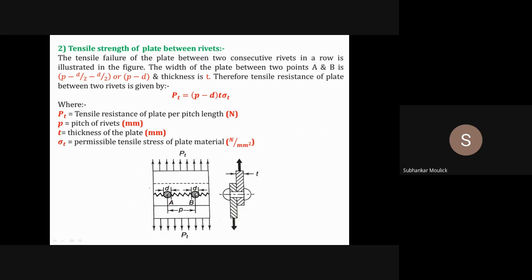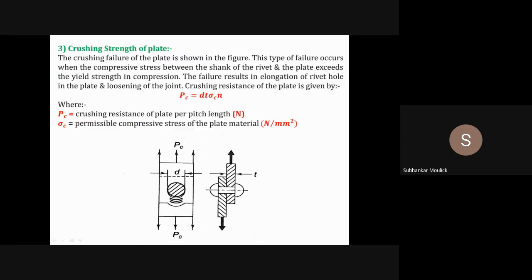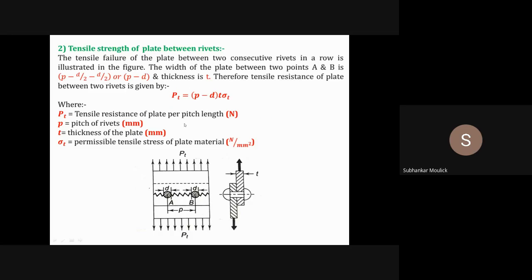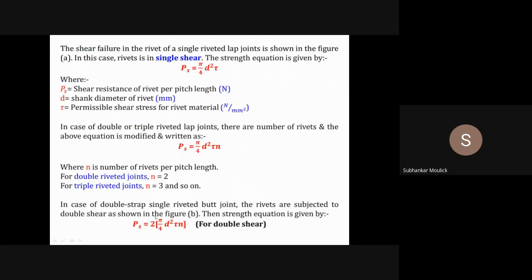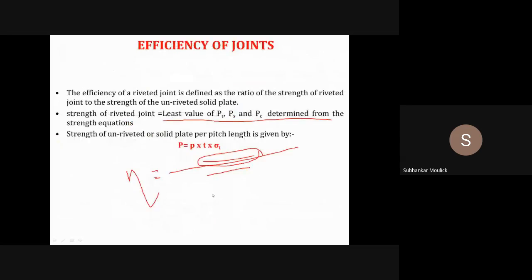Then you need to find out the tensile strength, the tensile resistance of the plate per pitch length, by using the correct formula. And then you have to find the crushing strength PC of the plate by using the correct formula. Out of these three strengths, that means out of PC, PT and PS, which value do you have to take? You need to take the least value, the minimum value.